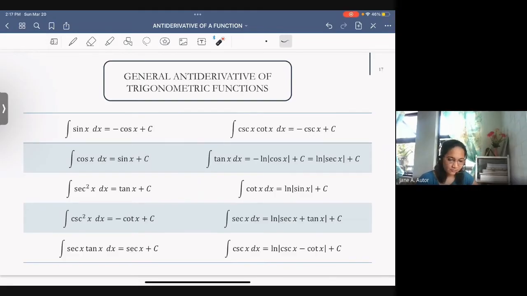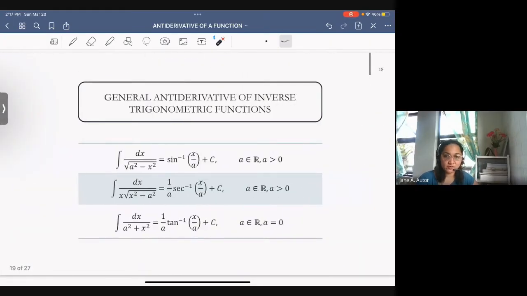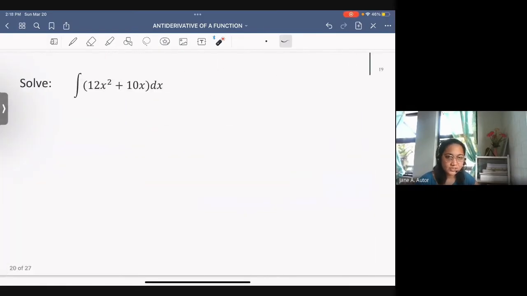So, you also have for the integral of cosecant x cotangent x with respect to x, that's negative cosecant x plus c. Alright? So, aside from these trigonometric functions, you also have for inverse trigonometric functions. Let's go to these examples.